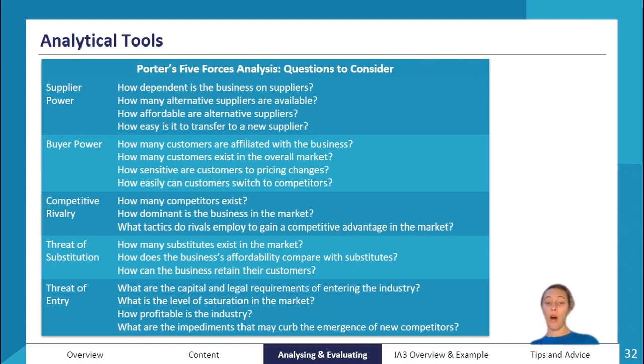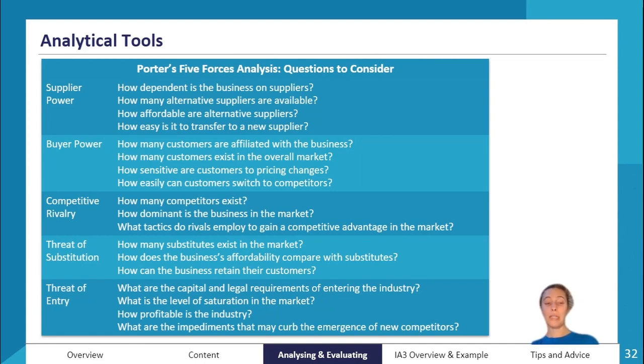What is the level of saturation in the market? So if the business environment is already really saturated, then it's going to be less likely that other competitors are going to enter the market, because they're not going to be able to be financially viable, because they're not going to have enough of a customer base to sustain them.